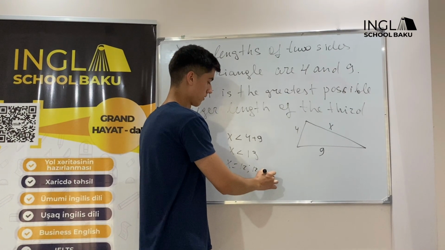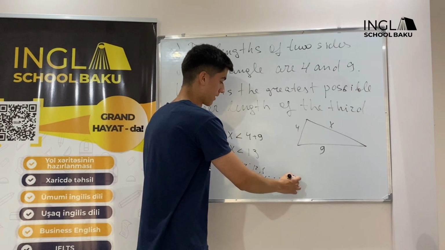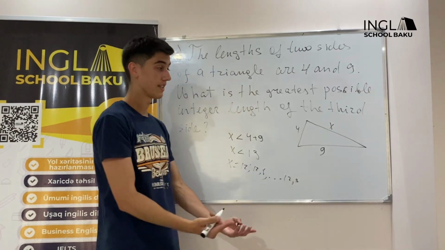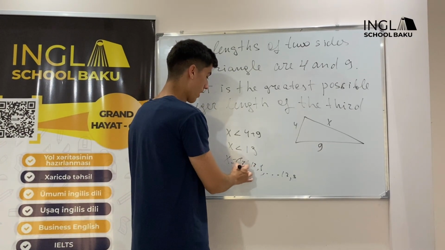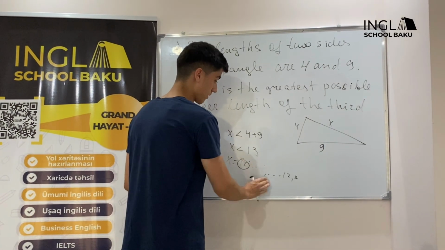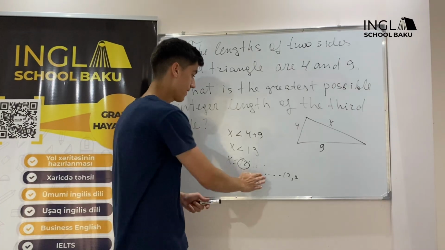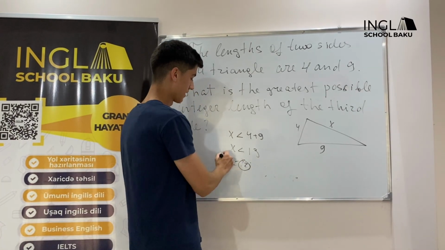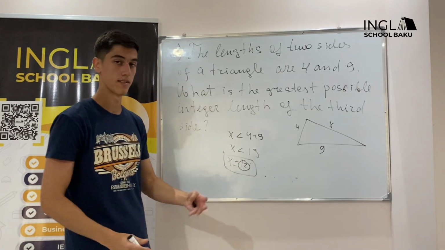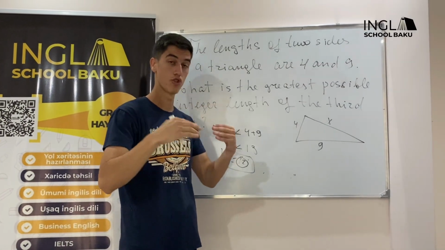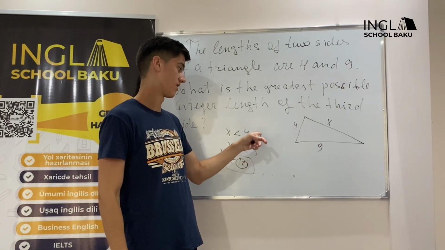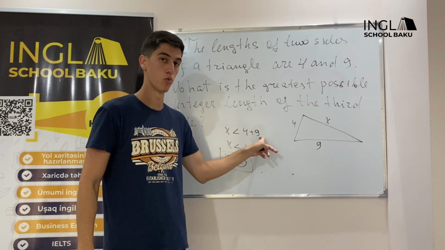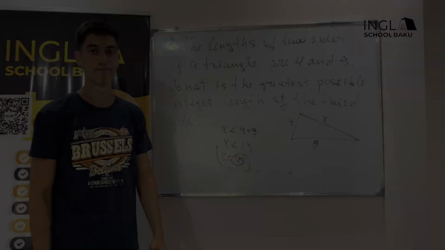So from this inequality, x can be 12, 12.1, 12.9, etc. But it says the integer, so we only take 12. So the greatest value of x will be 12. So the greatest integer number, which is less than 13, which is the sum of our previous 2 sides, is 12.